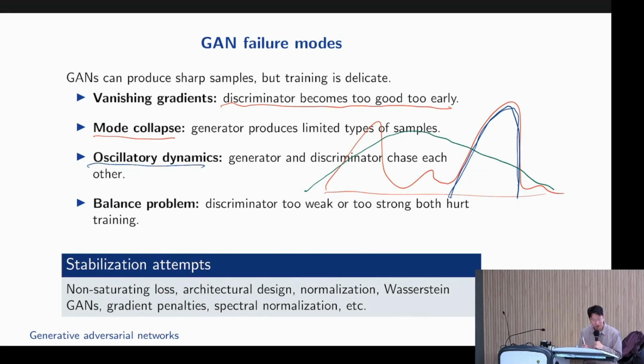And if you're interested in this line of work, there's deep theory on why this might be a good idea. Wasserstein GANs try to analyze this in terms of the Wasserstein distance between two distributions. And there are many different architectural choices, normalization, gradient penalties, and landscapes.